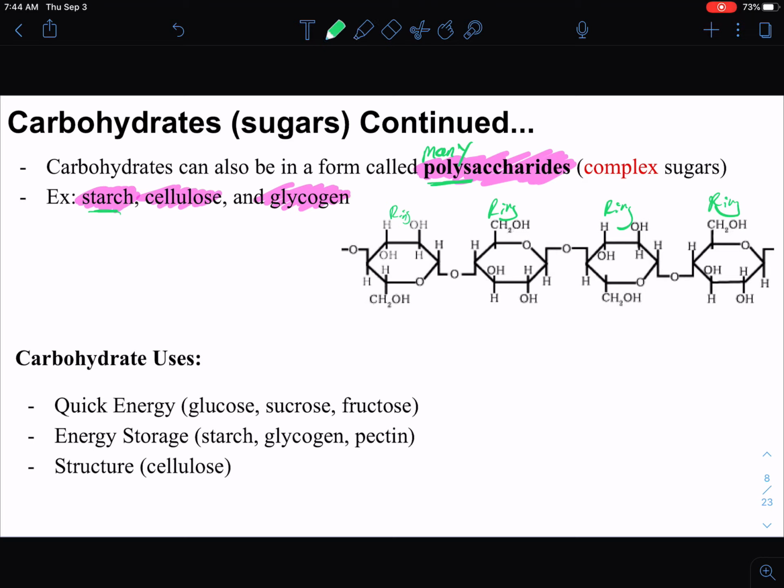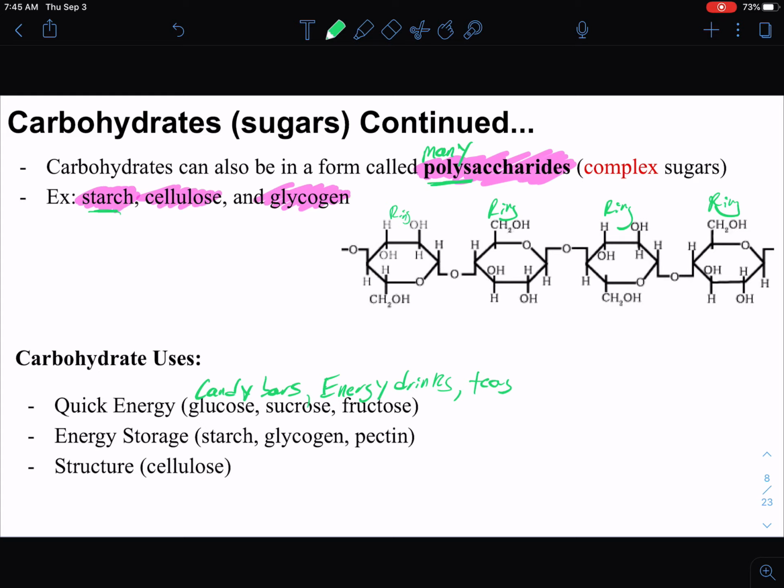The last part here is just looking at uses for carbohydrates, and remember these uses. Carbohydrates are used for quick energy. Glucose, sucrose, fructose. Think candy bars. They're simple sugars that give you real quick energy. Some of your energy drinks, teas, anything that has a lot of sugar for very quick energy. You just need something for like that pick-me-up type thing.